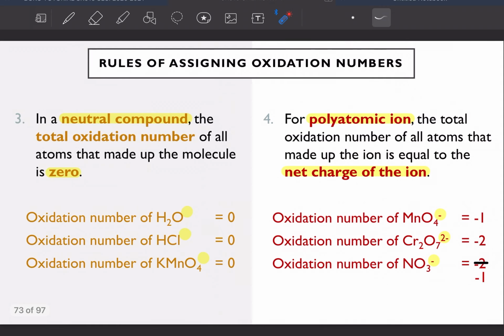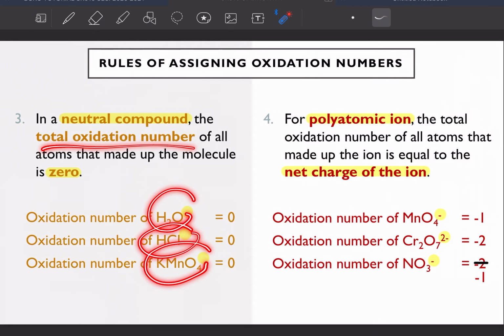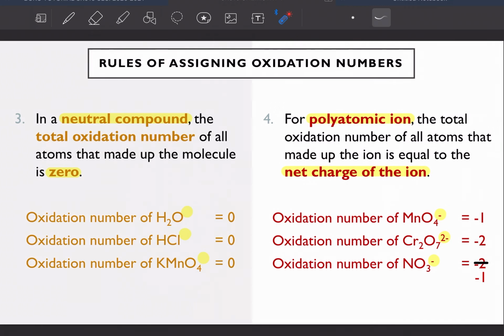Okay, next 2 rules, okay, for your compound and ion. In a neutral compound, neutral maksudnya dia adalah tak ada charge, the total oxidation number of all atoms that made up the molecule is 0. So let's say bila awak kira the total oxidation number for water, HCl, potassium manganate, okay, the total oxidation number will give 0. If you look at the top right, okay, top right here, you don't have any charges. So that's why the oxidation state is 0.